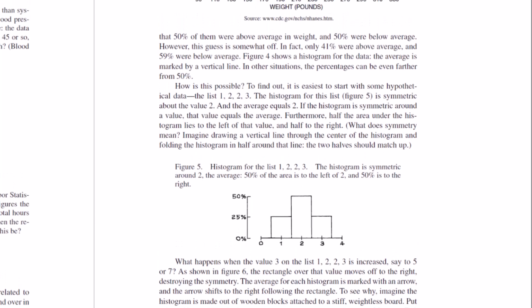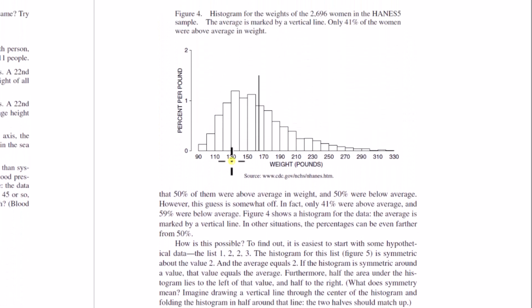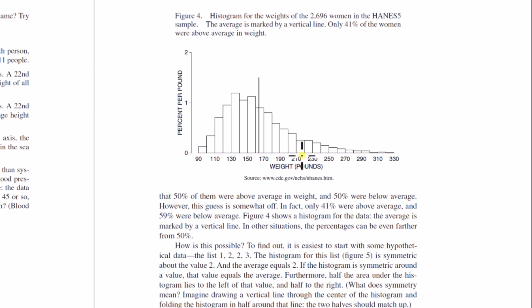So what they're saying is, looking at this histogram, the median and the average don't line up because 59% of the data points were below average and 41% were above, meaning that the median is actually somewhere over here. The main reason why the median and the average don't line up is because the histogram isn't symmetrical. This is definitely not symmetrical. It's skewed to the left.